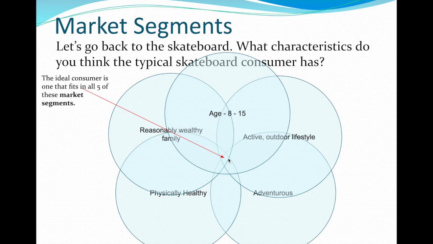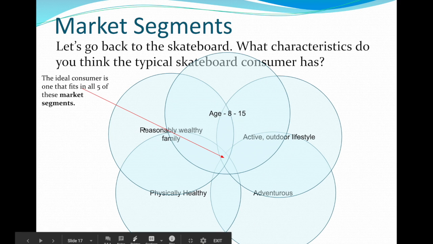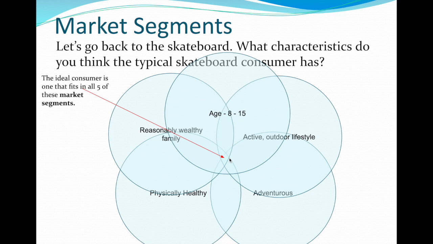So we use market segments and we overlap them, we apply them to figure out statistically the person who's most likely to buy our board. Now we can do this with far more than 5 characteristics. We can go as high as you want in terms of number. The only problem is the higher we go, the more overlaps we have, the fewer number of people are going to be in that little space.